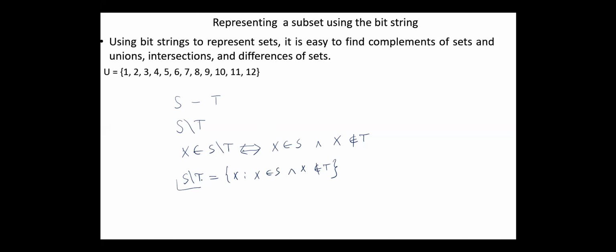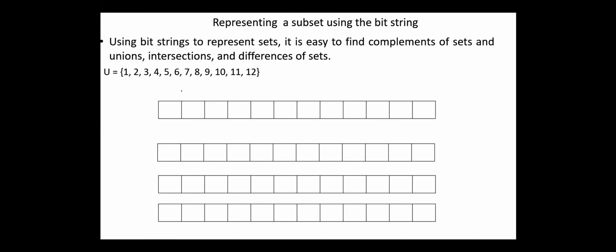So to find the set difference, we first have to find the complement of set T and then AND it with the set S. For example, using the same universal set 1 to 12, suppose that the set A equals 1, 2, 4, 5, 7, 8, 9, and 12. The bit string representation for A is 1, 1, 0, 1, 1, 0, 1, 1, 1, 0, 0, 1. And suppose that the set B equals 2, 4, 8, 9. So the bit string representation for B is 0, 1, 0, 1, 0, 0, 0, 1, 1, 0, 0, 0.